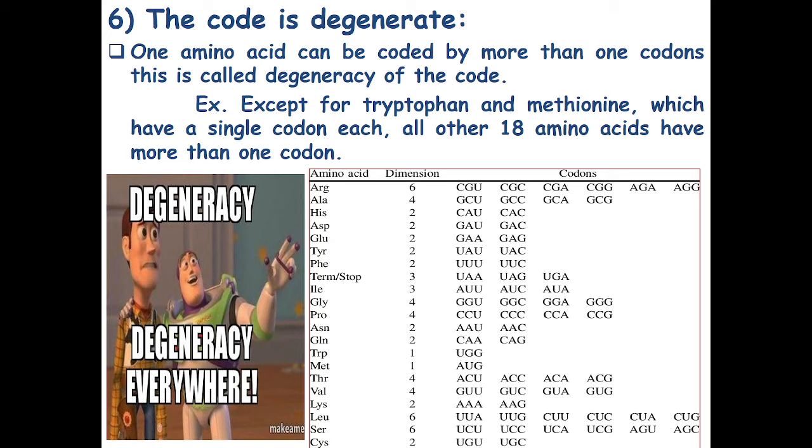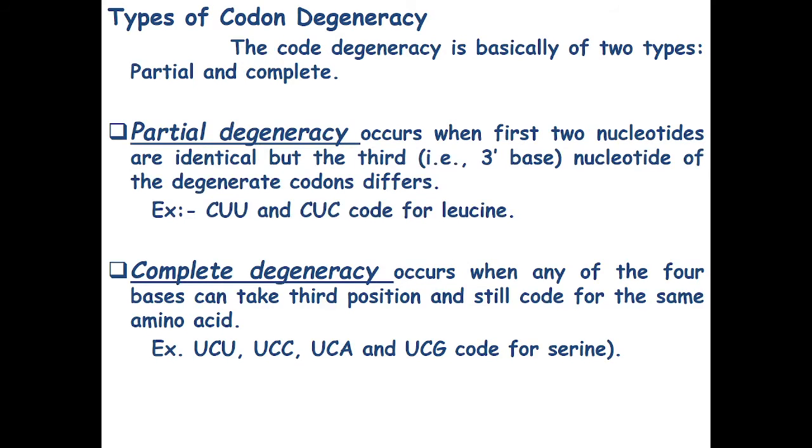As you can see, arginine can be coded by 6 different codons, alanine can be coded by 4 different codons, and histidine can be coded by 2 different codons. This is called degeneracy. It is not compulsory that one amino acid is coded by one codon. There are multiple codons for coding one amino acid, and that's why it is called degeneracy.